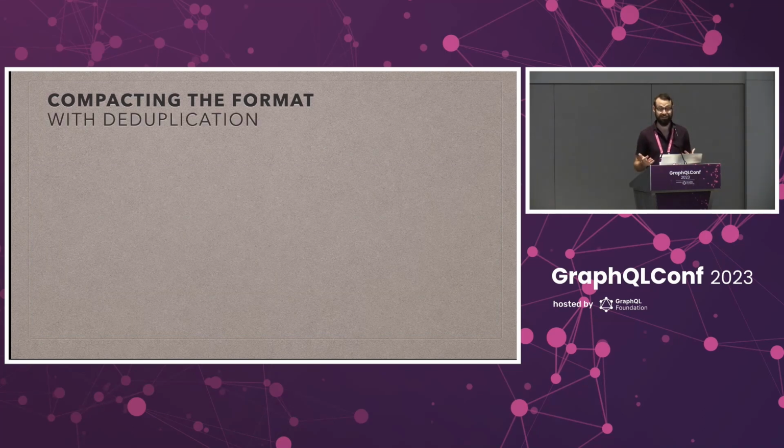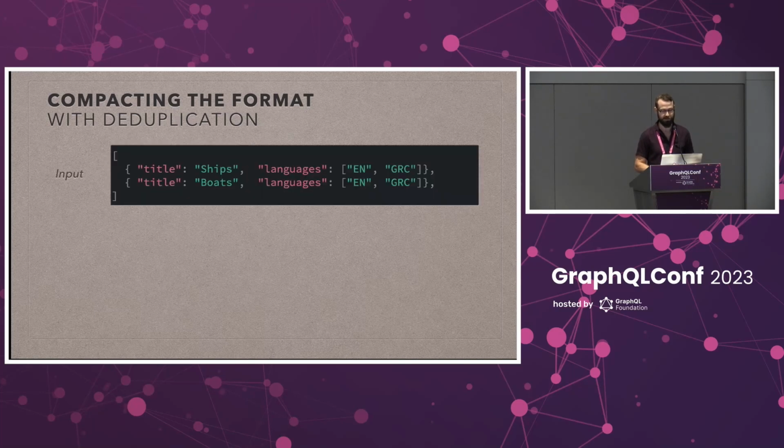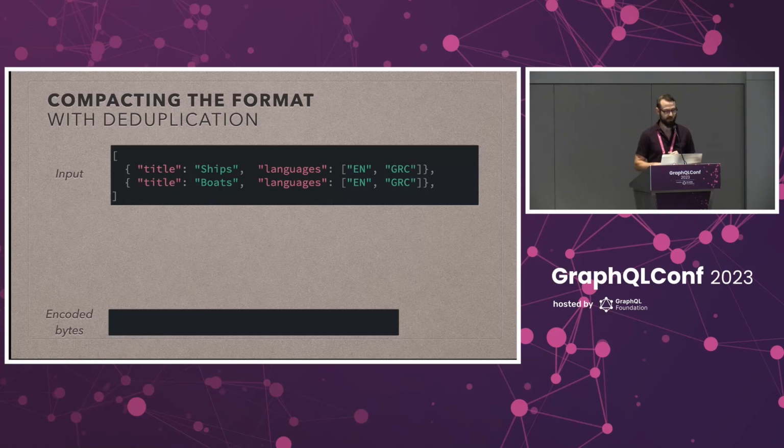Let's work through a pretty detailed example of encoding an interesting payload, and at the same time, we'll see how we can deduplicate repeated values. So this will be both enlightening and maybe a little bit tedious. We're going to start with the input of just these 2 objects in an array, and we're going to write out a buffer of encoded bytes there at the bottom.